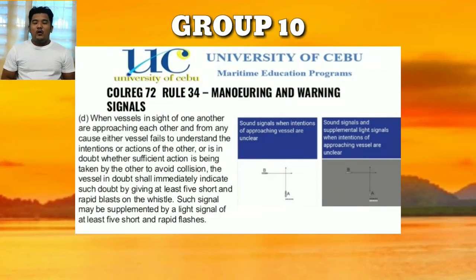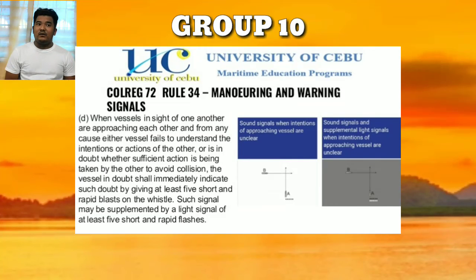Paragraph D. When vessels in sight of one another are approaching each other, and from any cause either vessel fails to understand the intentions or actions of the other, or is in doubt whether sufficient action is being taken by the other to avoid collision, the vessel in doubt shall immediately indicate such doubt by giving at least 5 short and rapid blasts on the whistle. Such signal may be supplemented by a light signal of at least 5 short and rapid flashes.